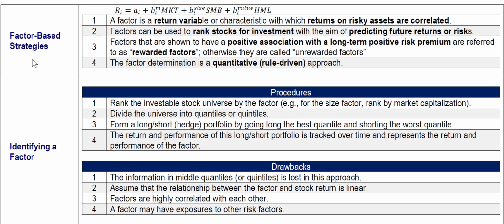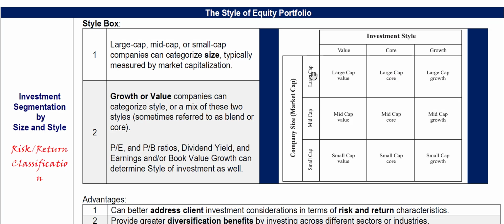The next part of this reading talks about factor-based strategies, so basically using what is called a factor model to do the job. But why do we do that and how do we do it? Now remember, previously we discussed the style investment strategy based on different styles.